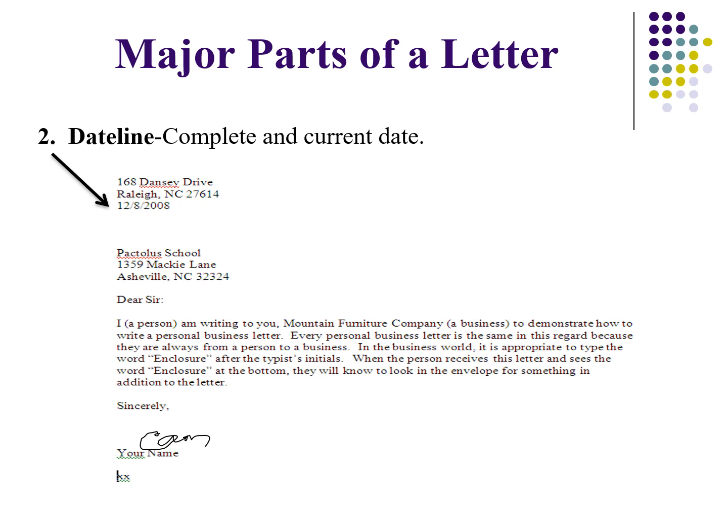For example, in this letter you can see 12/8/2008. It can also be written as August 12th, 2008. So any format can be followed. This is what is called the date line.